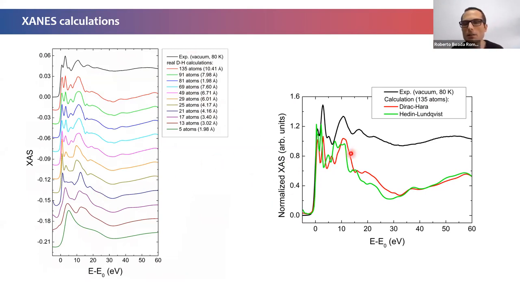Another thing to bear in mind is the comparison of the different exchange-correlation potentials. In this case, we are comparing the different real parts of the exchange correlation potential: the real Hedin-Lundqvist and the real Hartree-Fock. We did see that the real Hedin-Lundqvist was giving better reproducibility in terms of the energy expansion, so the energy scale.